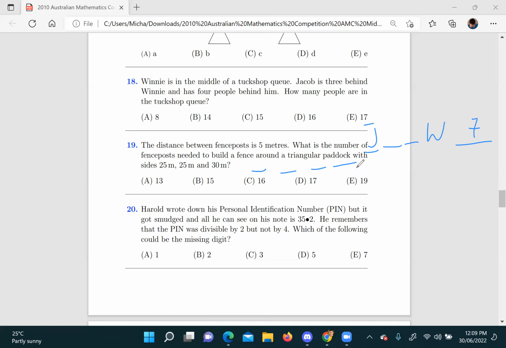So what is the question? This is actually an English question, because if you find it easy to count and double, then the question is really what does 3 behind Winnie mean? Okay, Jacob is 3 behind Winnie. What does that mean?